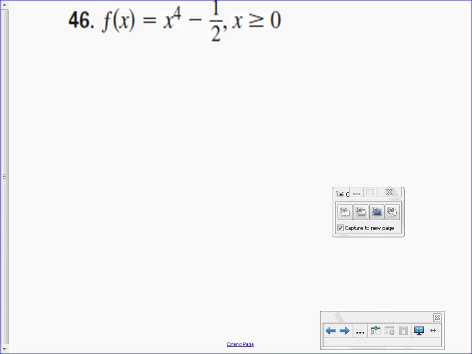Once again, f of x is a fancy way of saying y equals. So interchange your x and y values. Add 1/2. And then just take the 4th root.